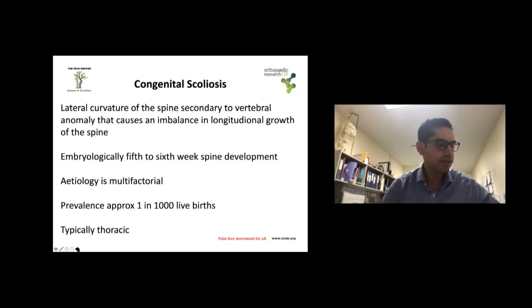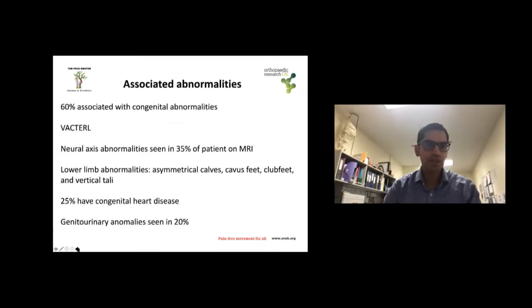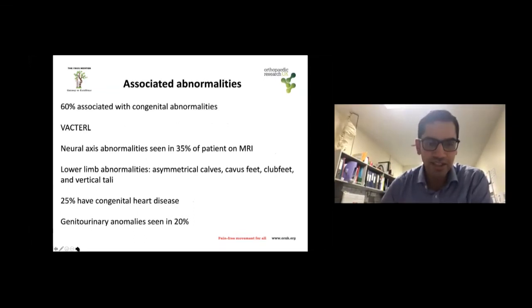This typically occurs in the thoracic spine. 60% are associated with congenital abnormalities, and you should know the VACTERL mnemonic. V stands for vertebral anomalies, A stands for anorectal anomalies, C stands for cardiac, T for tracheal abnormalities, E for esophageal, R for renal, and L for limb.